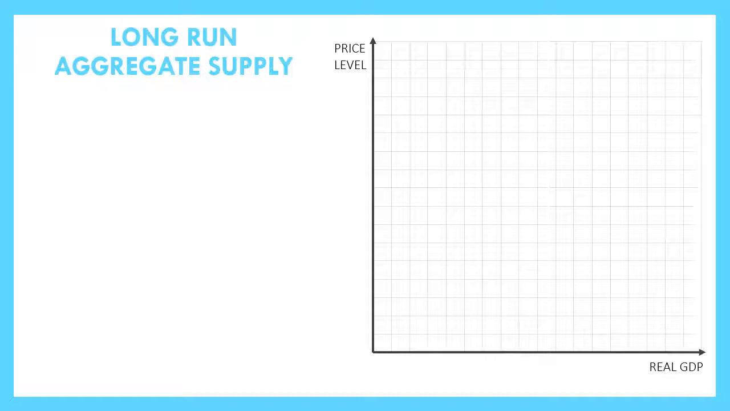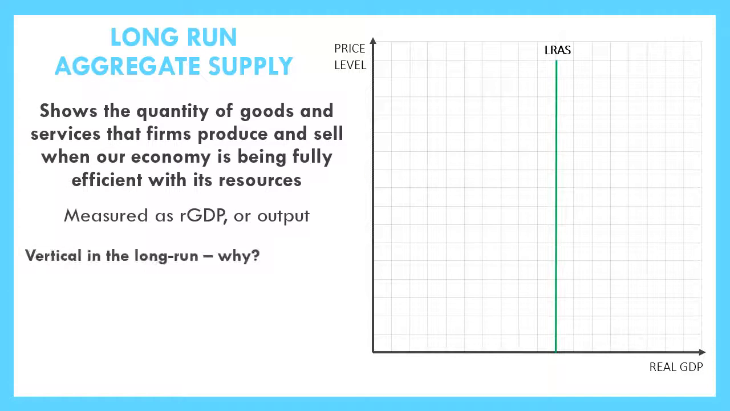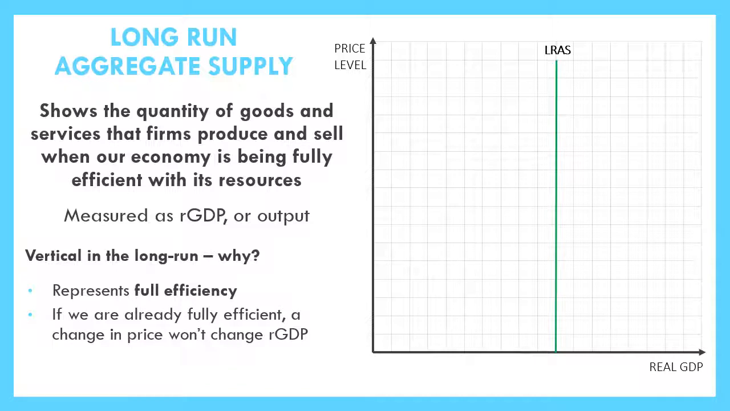Now we're getting into the long-run aggregate supply curve here. The long-run aggregate supply curve shows us the quantity of goods and services that firms are willing and able to produce when our economy is being fully efficient with our resources. Our long-run aggregate supply curve is actually just a vertical line, and the reason is that in the long run, if this represents full efficiency, a change in price level won't affect our GDP. It's not going to affect our output.